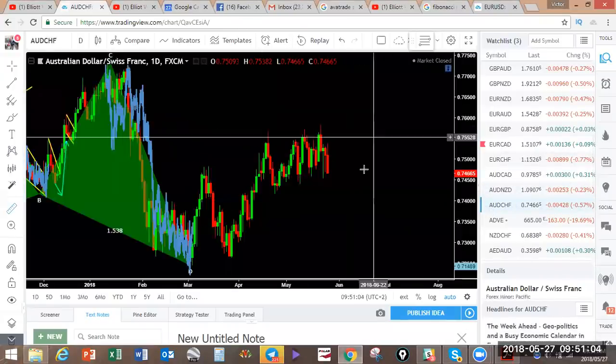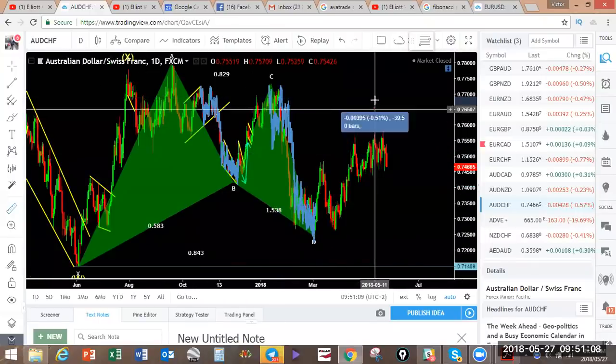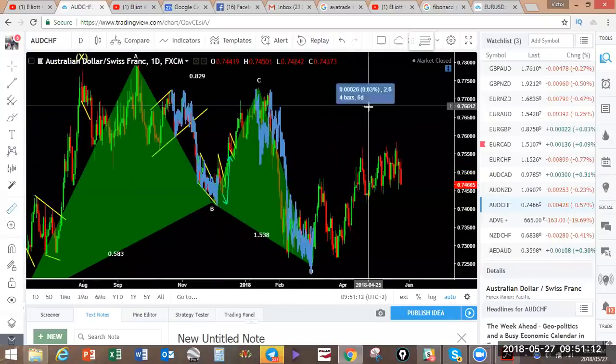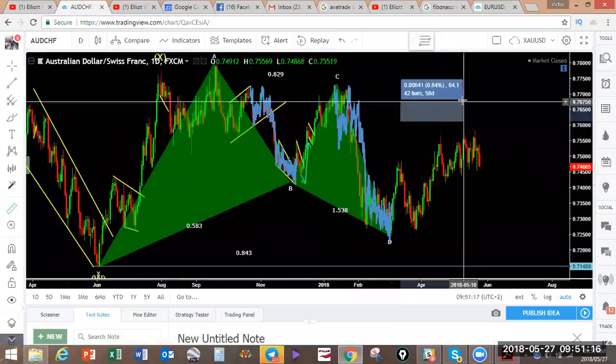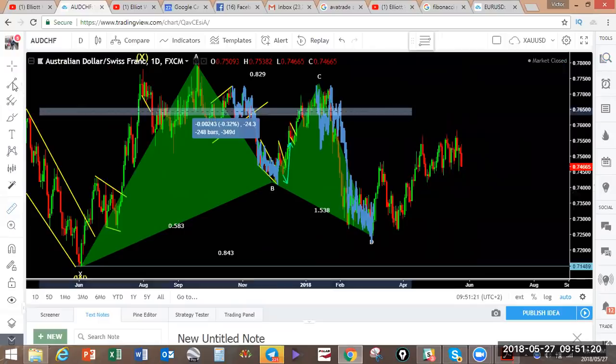AUDCHF is one of my favorite pairs because it makes a very interesting structure. If you're looking on my screen right now, you'll see I've got similar patterns, and we have actually been buying this one based on those patterns. It has not been going as fast as we'd like.